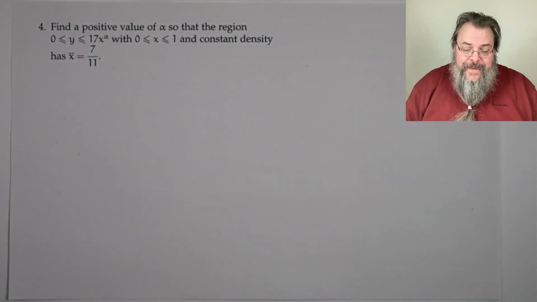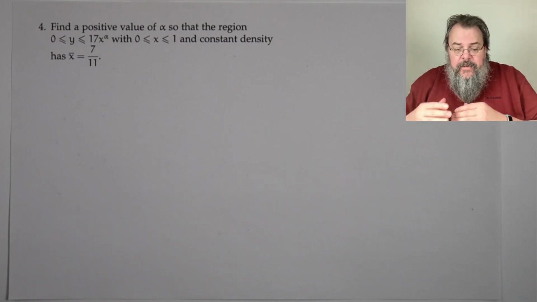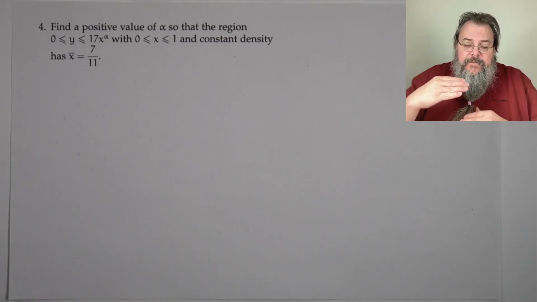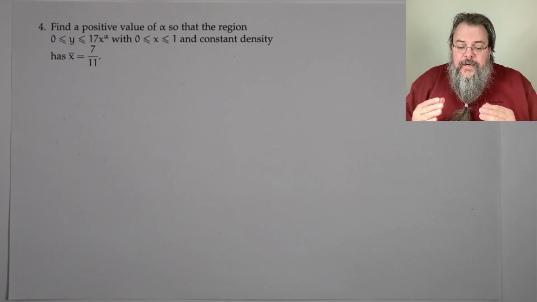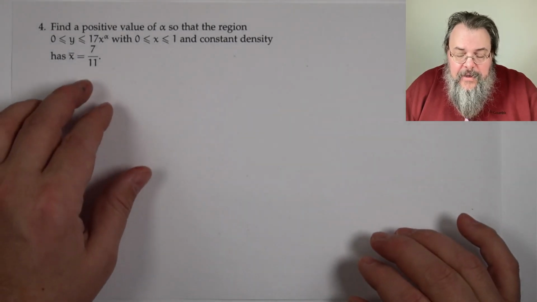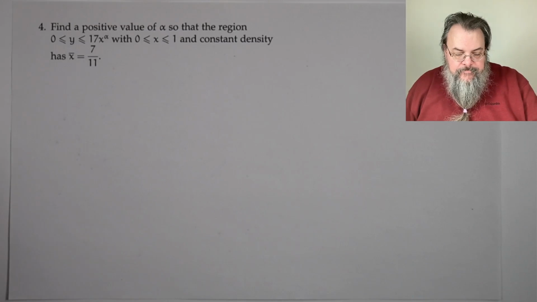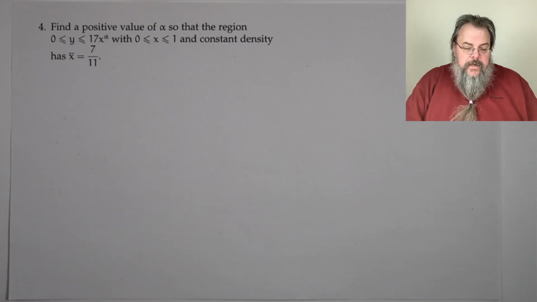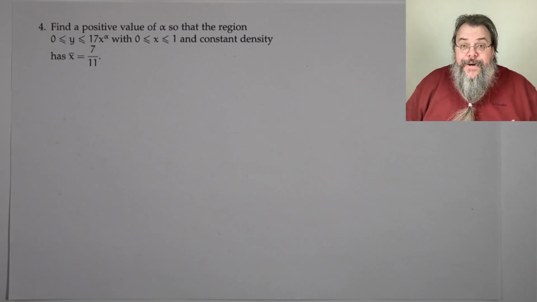Find a positive value of alpha so that the region where y is bounded from 0 up to 17x to the alpha, and x is 0 up to 1, with constant density, has x bar equal to 7/11. Okay. Well, let's think about this for a few minutes. What can we do? Well, what is x bar?